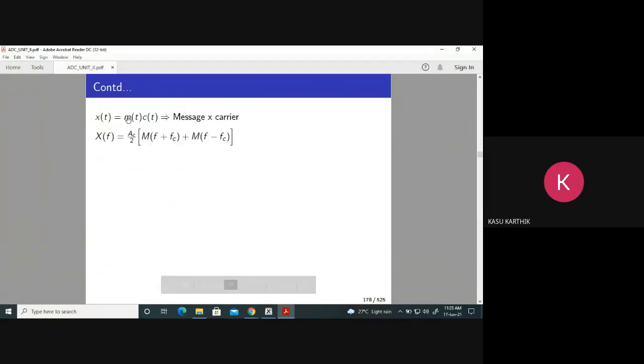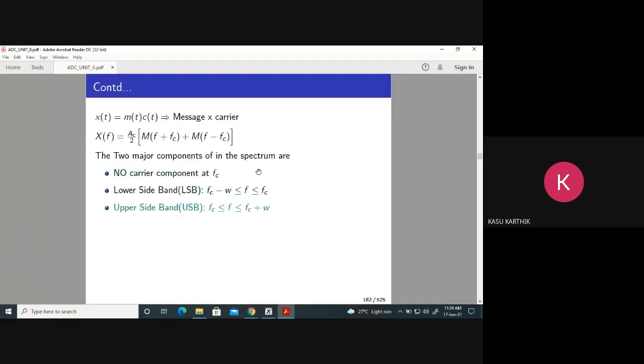What is the modulation property? If x of t is m of t into c of t, what about x of f? What is c of t? Ac cos omega ct. Obviously, Ac by 2 times M of f plus fc plus M of f minus fc. What are the two major components? Lower sideband and upper sideband. No carrier at fc.